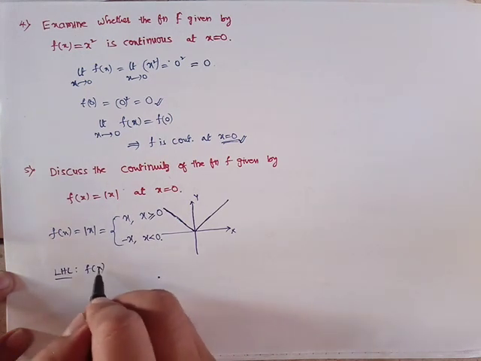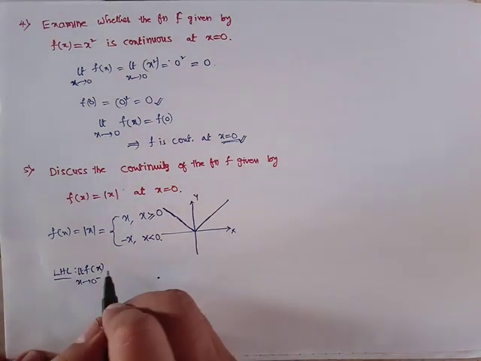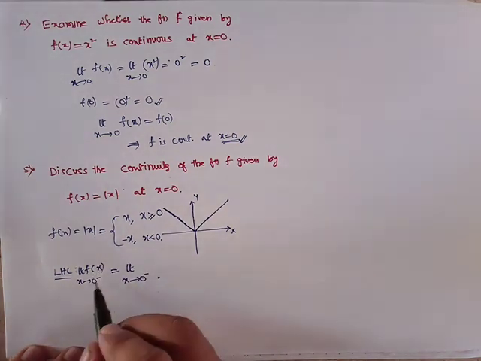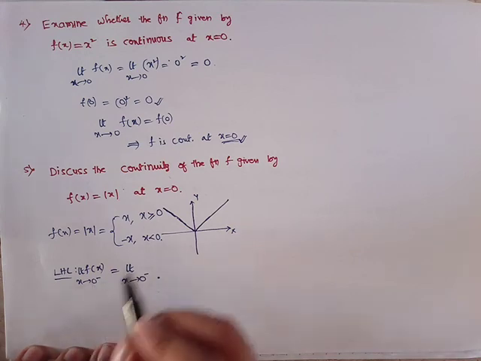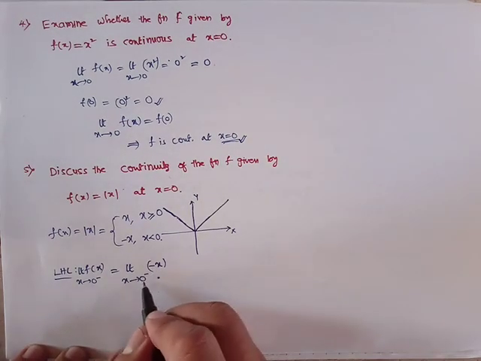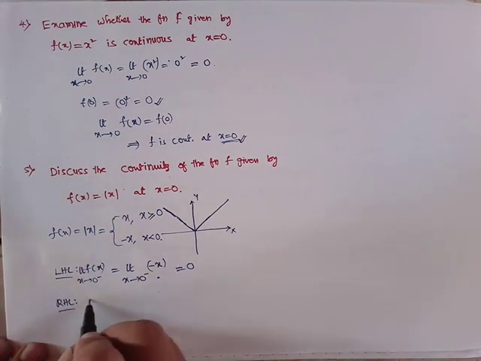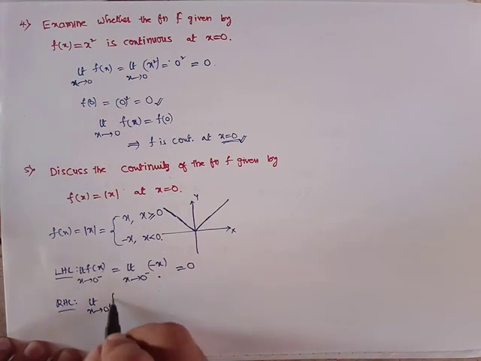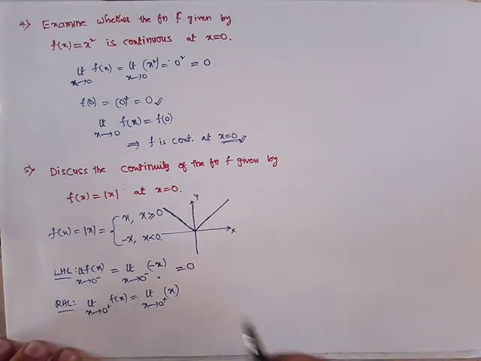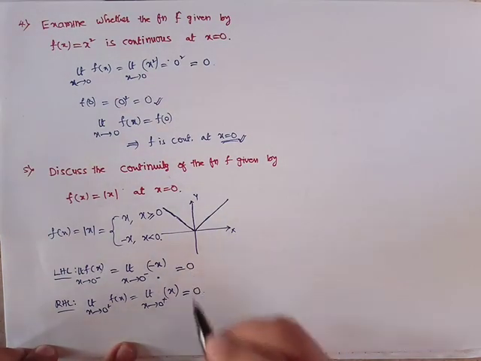LHL is the limit as x tends to 0 minus of f of x. Here x is less than 0, so minus x should be taken. Even though it is minus x or plus x, it is not a problem for 0, so the answer is 0. And RHL is the limit as x tends to 0 plus of f of x, which is nothing but x, and when x equals 0 we substitute directly 0 here, so in both places you are getting 0 only.